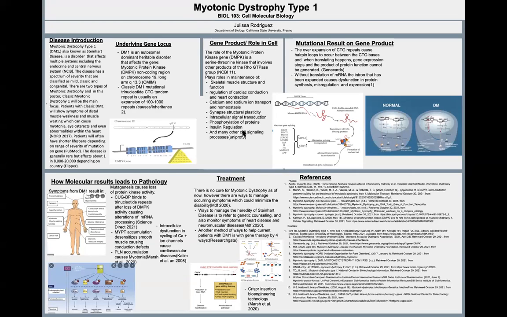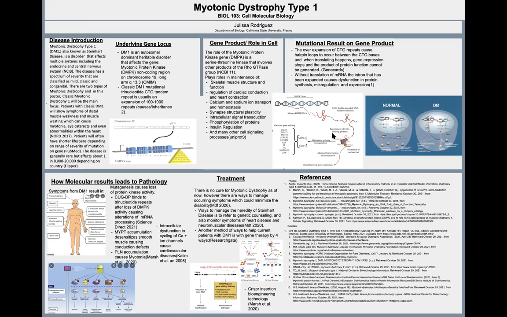So the mutational result on the gene product: the overexpansion of the CTG repeats causes hairpin loops to occur between these bases. And when translating, gene expression stops and the product of the protein cannot be generated. Without translation of the mRNA, the intron that has been expanded causes dysfunction in protein synthesis and misregulation of expression. Here are the figures below. You can see that the double hairpin loop is forming.